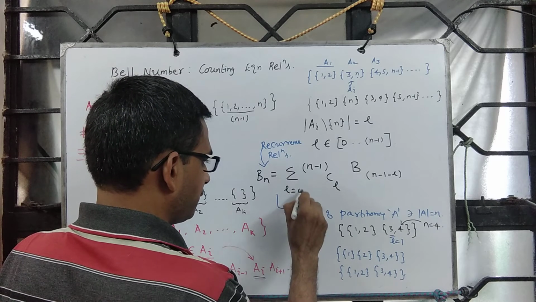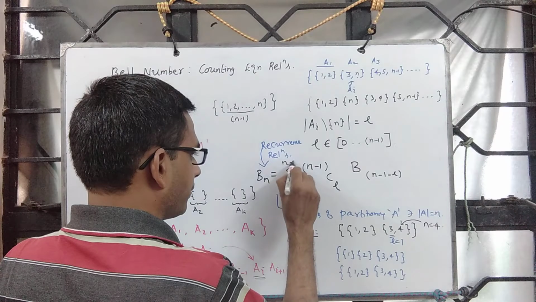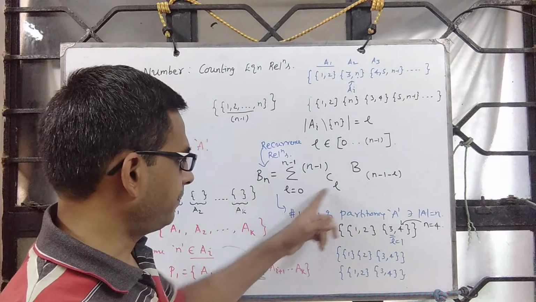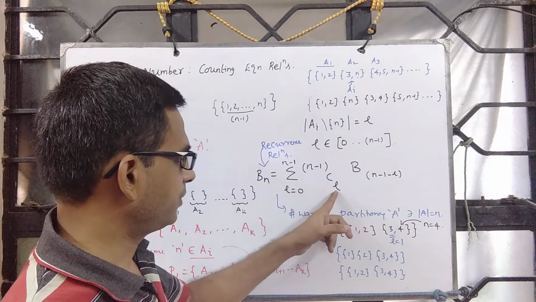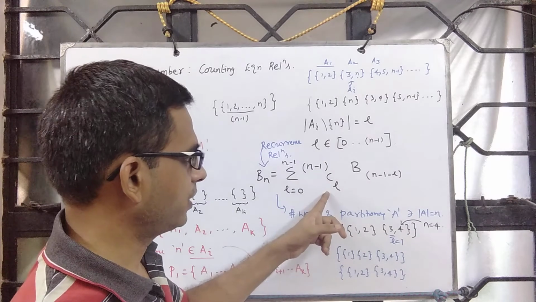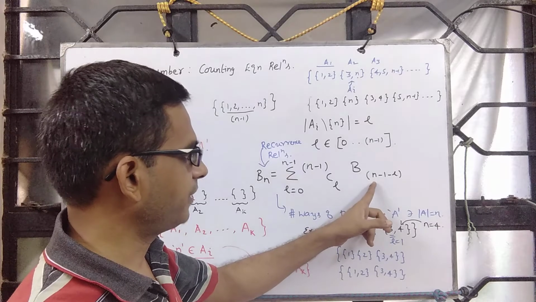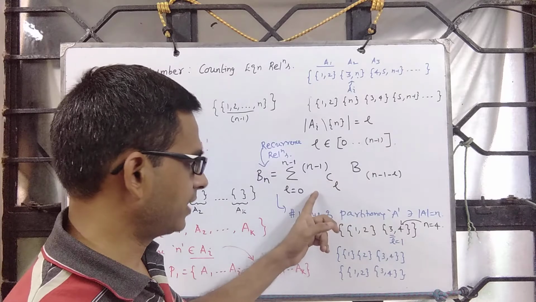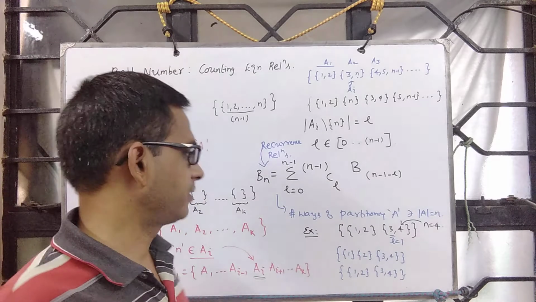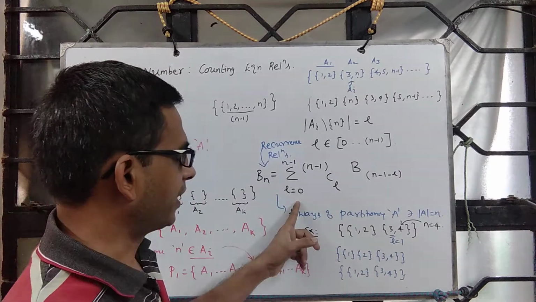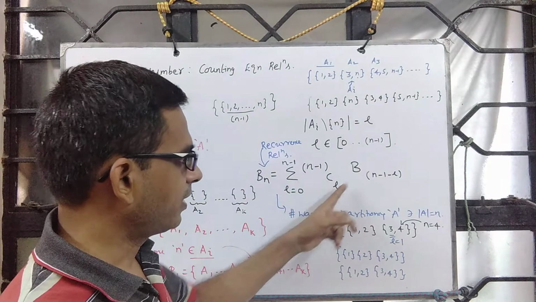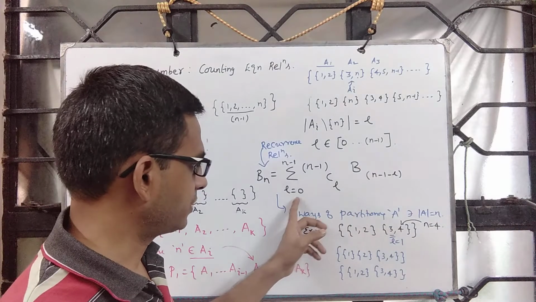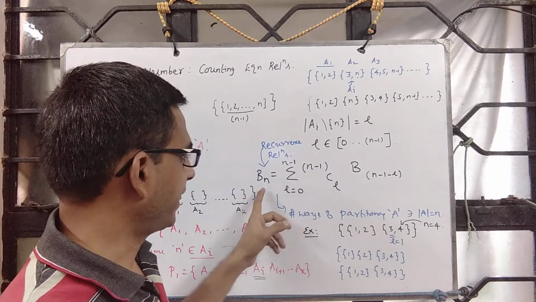The possible values for L are 0 to n minus 1. For each of them, suppose L takes the value 0, then you get n minus 1 choose 0. Then you look at how many different ways you can partition B n minus 1 minus 0, and that is one count. Take L equal to 1, then n minus 1 choose 1 and B n minus 1 minus 1. That is another count. So one has to sum up all of that to get Bn.